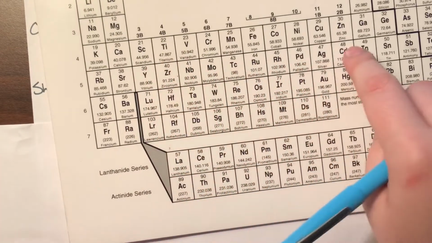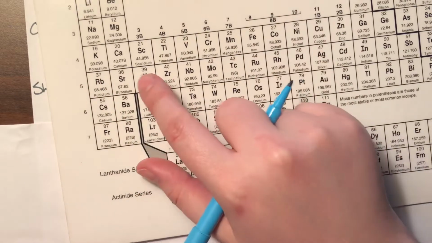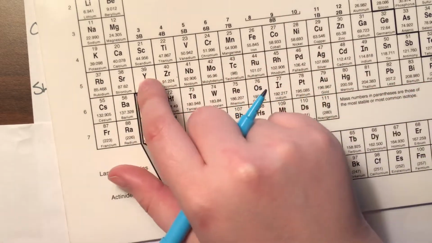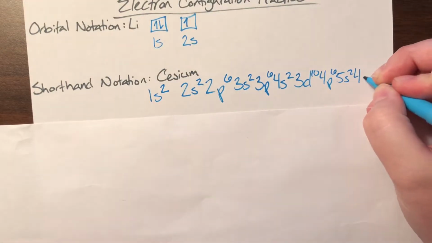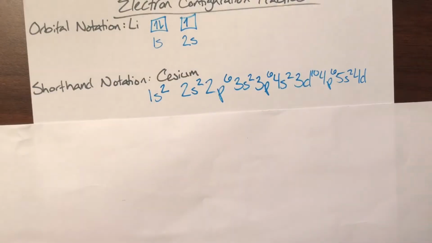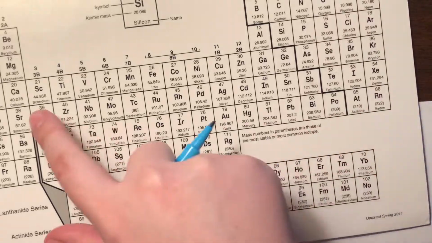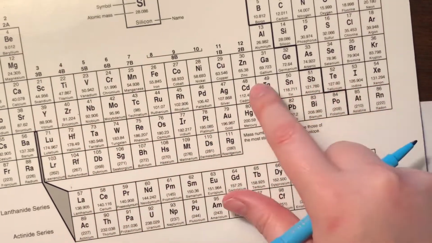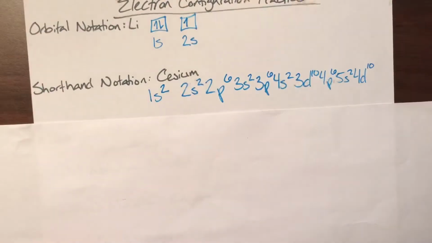Continue on. I'm in the D block now. Remember that it does not match the row number. It's going to be one less. So this is actually going to be my 4D. And it is going to be completely full, so I will say 4d10. I'm running out of room. And then I'm going to be in my P block here. So this is my 5th P block, so 5P.